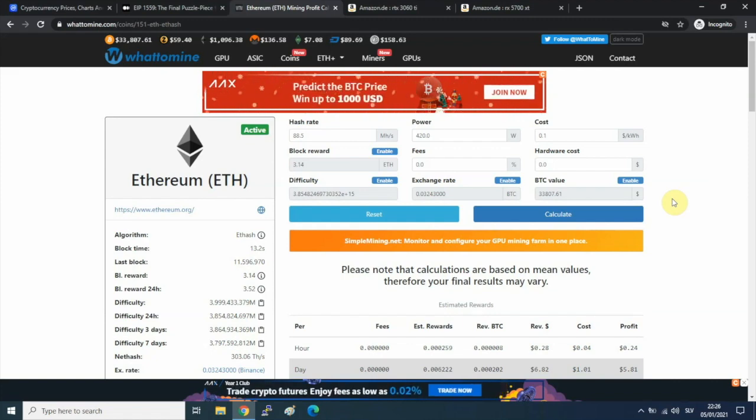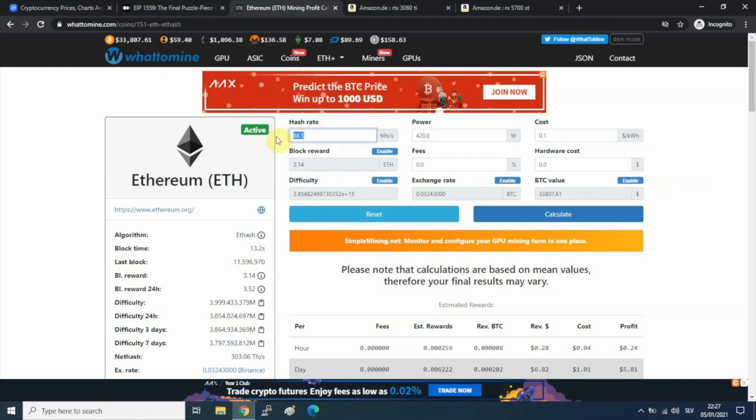I believe many people want to join crypto mining at the moment. They want to buy GPUs because they see this really, really high Ethereum mining profitability. Let's start with a quick calculation.